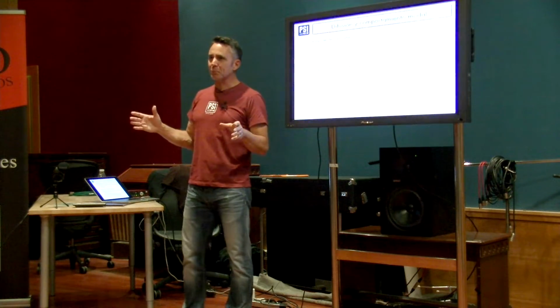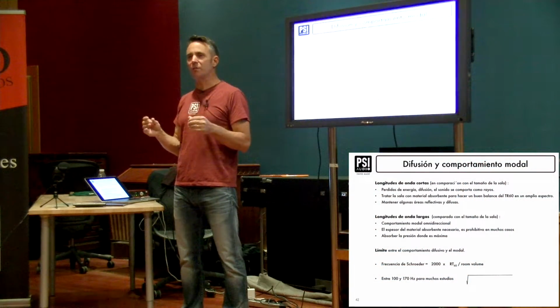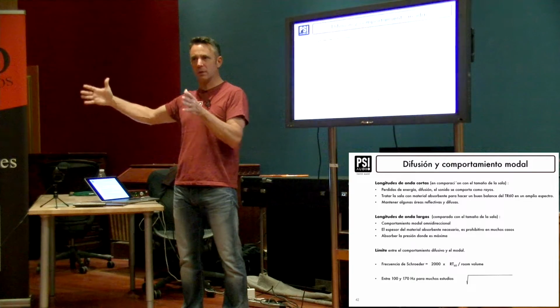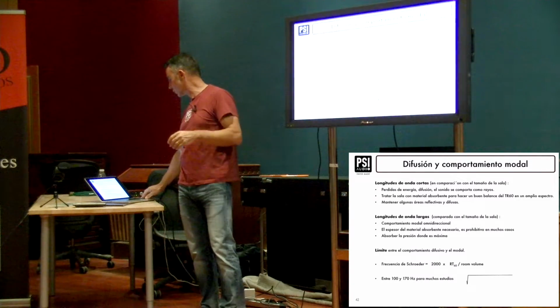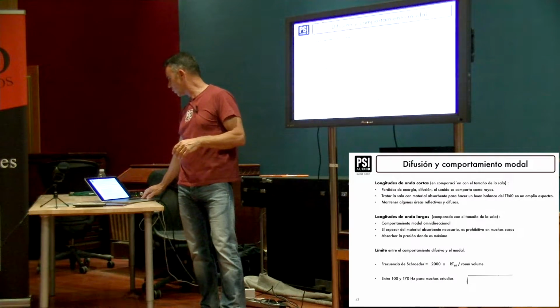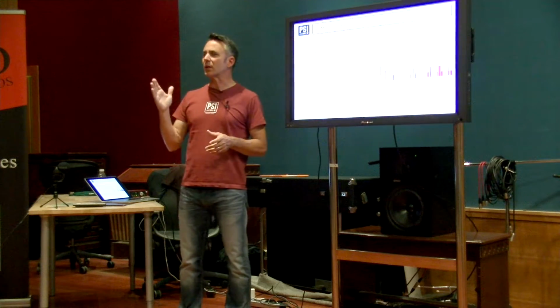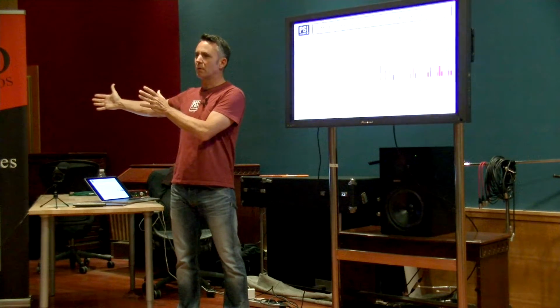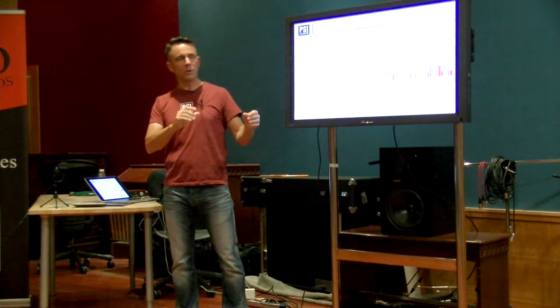So you should think of the room as behaving in a diffused way in the high frequencies, and then in a modal way in the low frequencies. And then there's a transition called the Schroeder frequency that gives you an indication of above which frequency the distribution is diffused and below which it's modal.